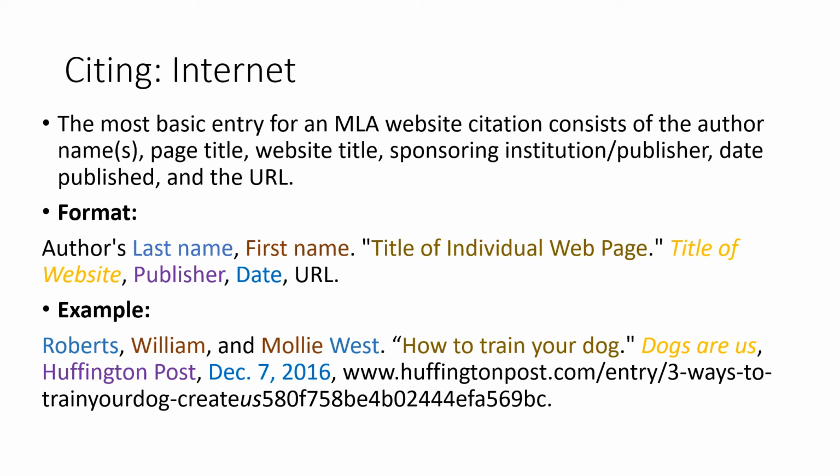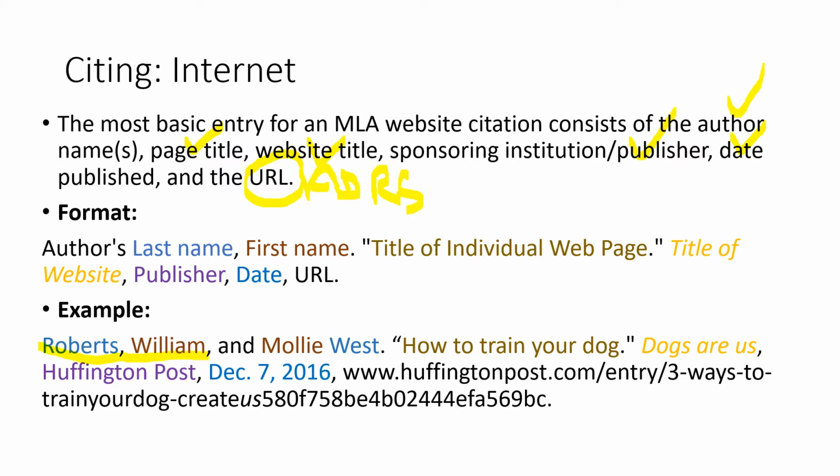While citing the internet. Okay, so the most basic entry for MLA website citation consists of the author's name or names, the page title, the website title, because it could be different, the sponsoring institution or the publisher, the date it was published, and the URL. URL, I hope you know what that is. If you don't, it's actually like the web address. Okay? Here's an example.